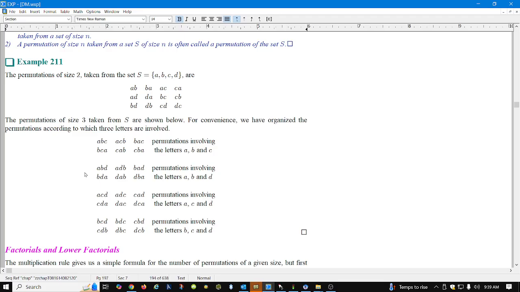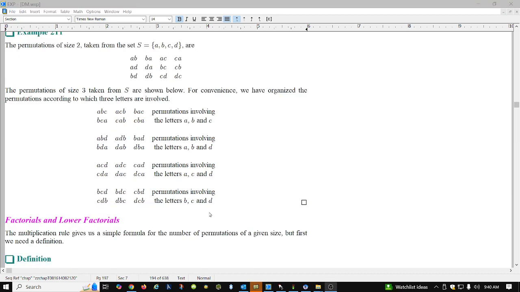There are 24 of these, so I organized them by the letters that actually occur in the permutation. Since the permutations are of size 3, there will be 3 letters involved in these permutations. This group here involves the letters A, B, and C. So we have ABC, ACB, BAC, and so on. This group involves the letters A, B, and D, and so on.